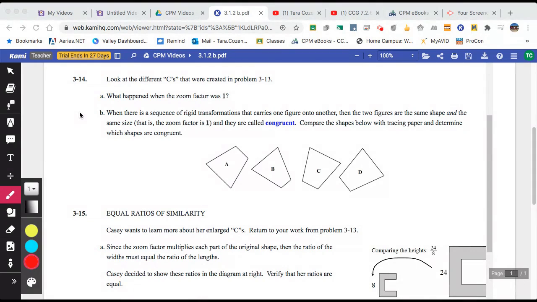Compare the shapes below with tracing paper and determine which shapes are congruent. If you don't have tracing paper, that's okay. You can use maybe some regular paper, hold it up to your Chromebook screen, and trace those and see if you can pick out which of those figures are congruent. So they're exactly the same shape. Pause the video while you do that, and then press play when you have picked out some of the congruent shapes.